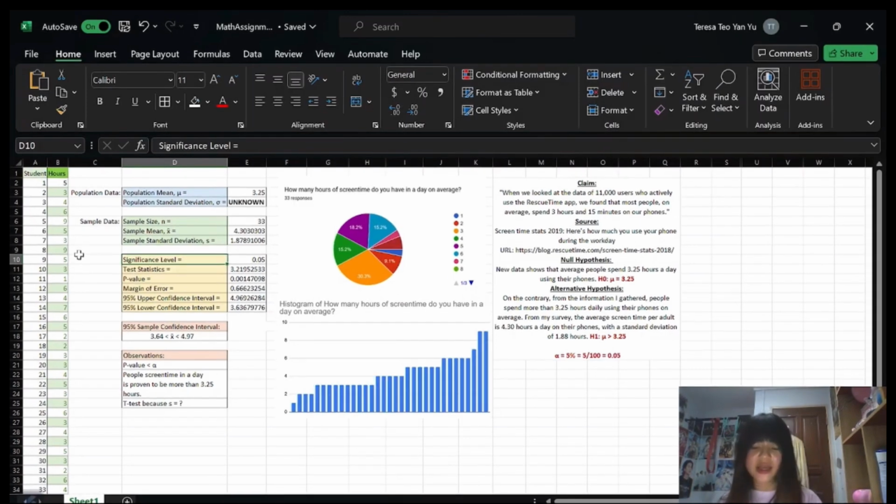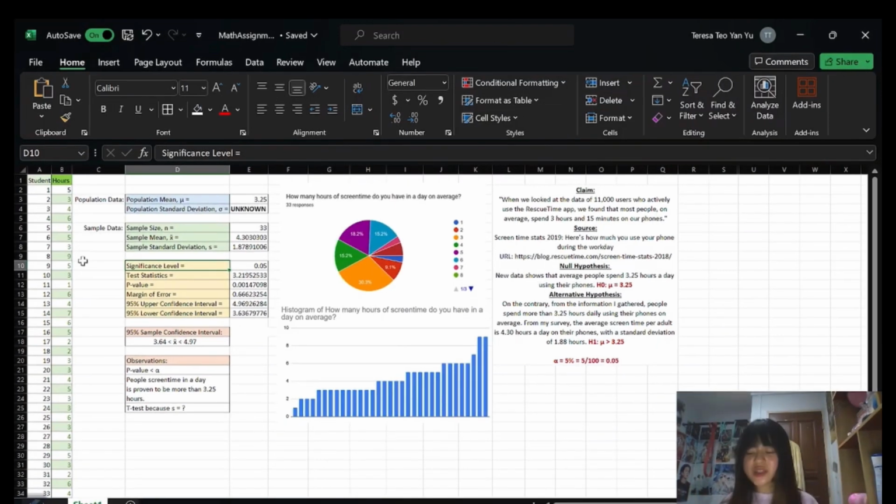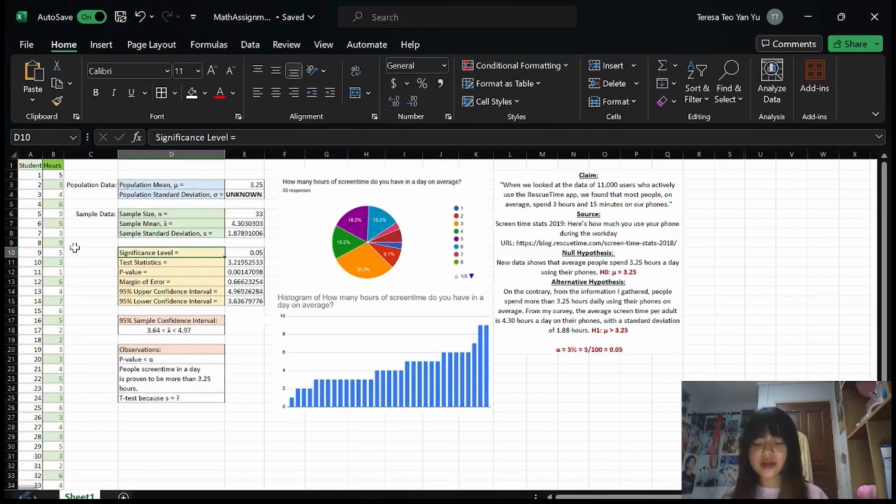And to test this, I collected data from 33 different people because a sample size that is 30 or larger typically is sufficient to produce accurate results. The purpose is to determine whether the average value in my dataset is higher than the claimed value of 3.25 hours. Thus, a hypothesis test needs to be conducted to spot differences.